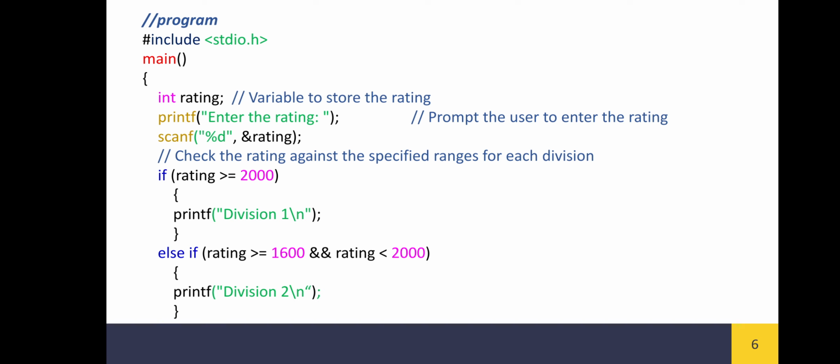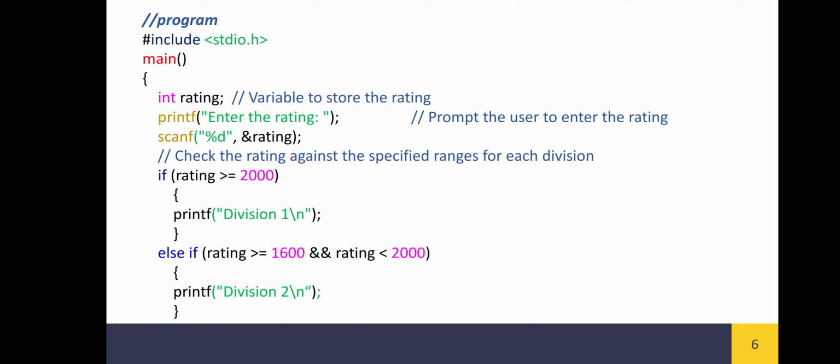Here we can see the explanation for the code. We start by including the necessary header file stdio.h, which provides input-output functions. We declare an integer variable rating to store the user's rating. We prompt the user to enter the rating by displaying the message enter the rating. We use the scanf function to read the user's input and store it in the rating variable. The %d format specifier is used to indicate that we expect an integer input.